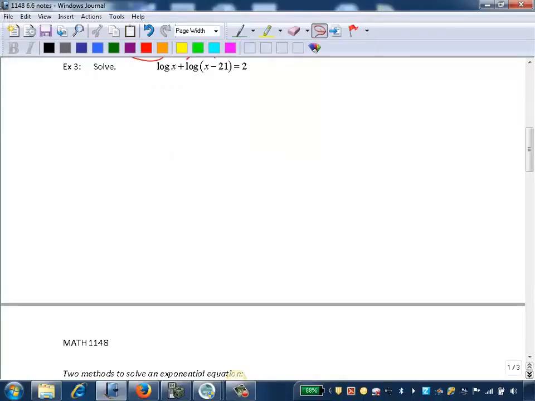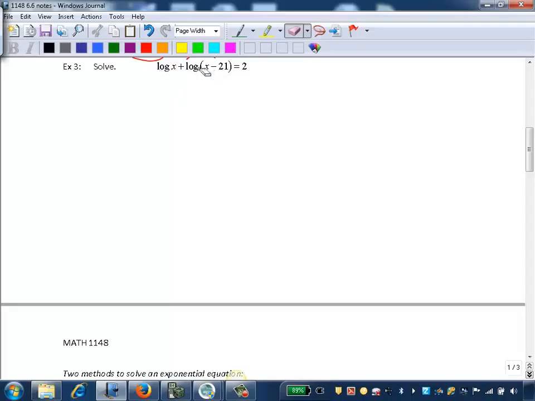In this example, we're going to solve the equation log x plus log (x minus 21) equals 2. So we know when we solve an equation, we want to isolate the variable, get the variable by itself to find values of that variable that will make the equation true. We can see the variable here appears twice. It appears as the argument of the first log and as the argument of the second log. So if we want to be able to solve for x, we need to combine those together.